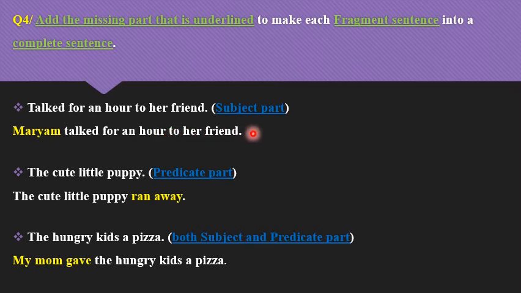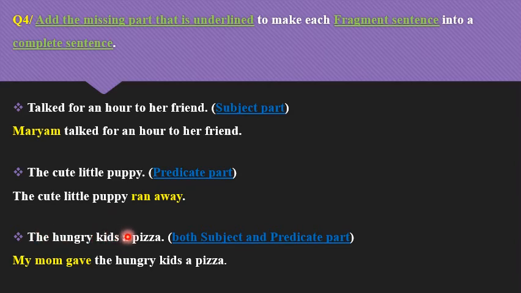You see? The cute little puppy. I'm going to add a predicate part, or we can say the verb part. The cute little puppy ran away. You see, I added the predicate part, which is verb and adverb.